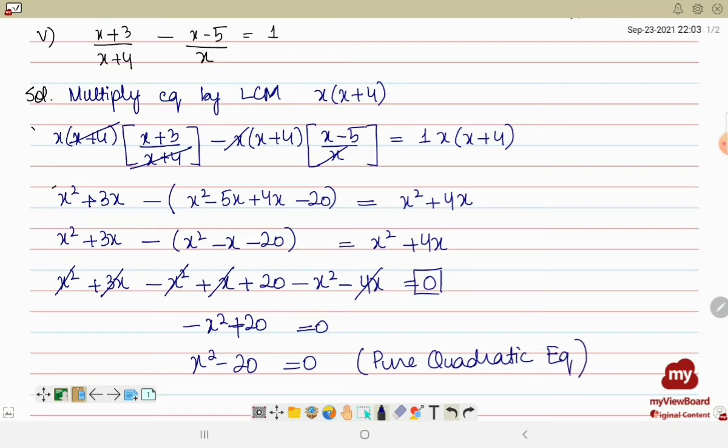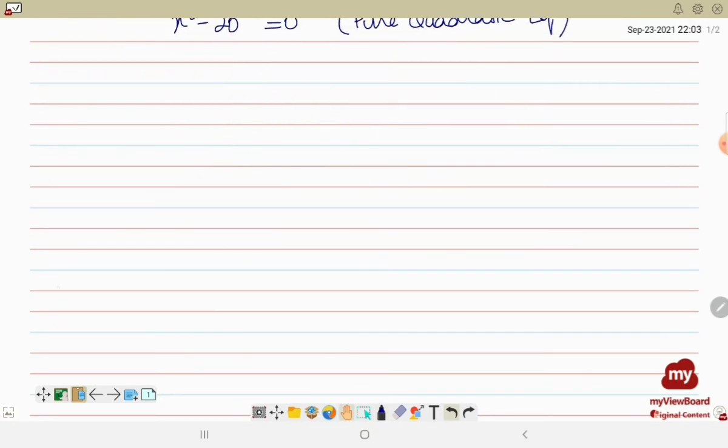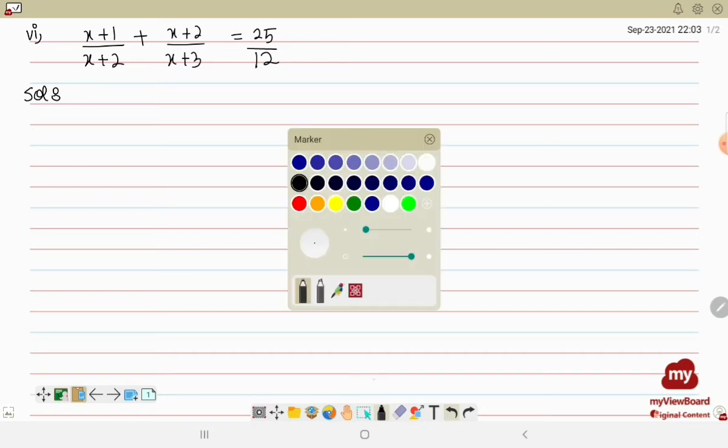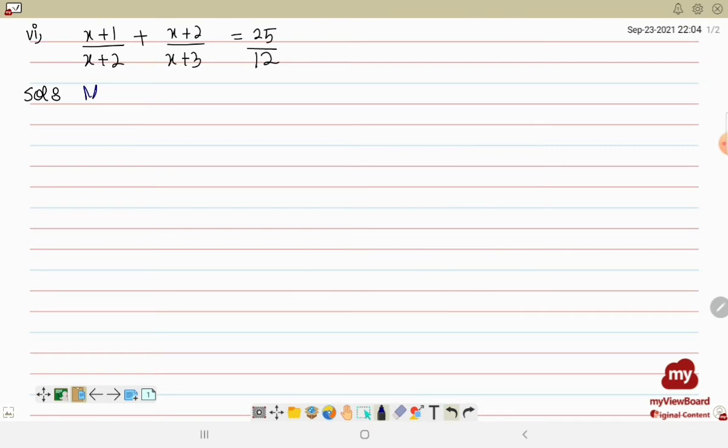Let's solve the last part of the same question, in which we are converting the given equation into standard form, which is the sixth part, and then we are identifying whether our equation is a pure quadratic or not. So (x+2)/(x+3) = 25/12. How are we going to solve it? To remove the denominators, we'll multiply the whole equation by the LCM.